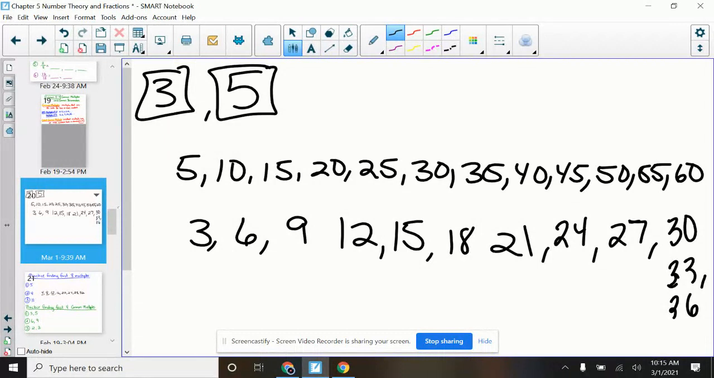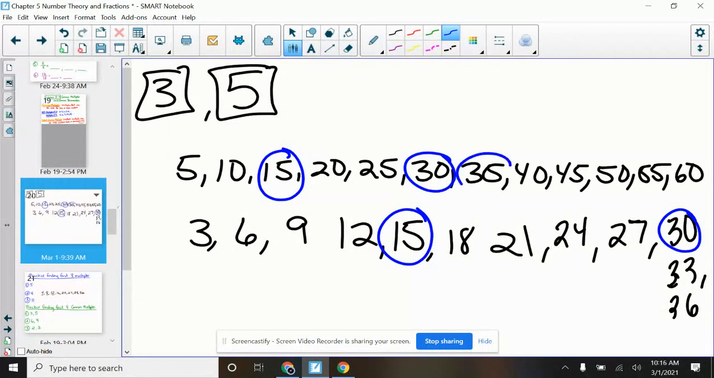So Sophia, give me the 4 that they share. 15, 30, 45, and 60. I circled the wrong thing. We need to add some more to our 3's because we don't have enough of them, right? So what do we have here?